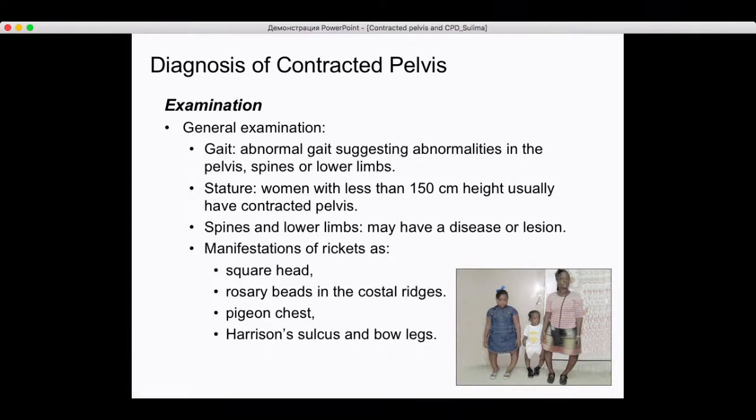I told you about rickets. That's why you should examine the head, maybe a square head, changes in the form of the head, rosary beads on the costal ridges, pigeon chest, Harrison's sulcus, and bow legs. These are the manifestations of rickets to which you should pay attention, and it helps you to diagnose a contracted pelvis.